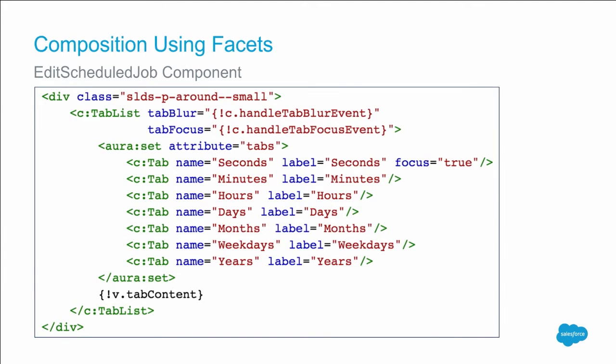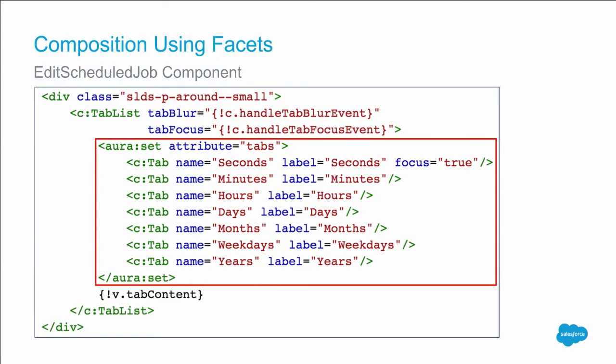So let's put all of that together. This is an extract from the edit scheduled job component. And this is where we define the tab list that we want to use to build the expressions. And inside of it, you'll see how we set the facets. There's this special tag called aura:set, which is used to set a facet of a component, such as the tab list. We declare which attribute we want to set, in this case tabs, and then nested inside the aura:set, we have all the tab components that we want to assign to it. So in this case, you can see components for seconds, minutes, hours, and so on.